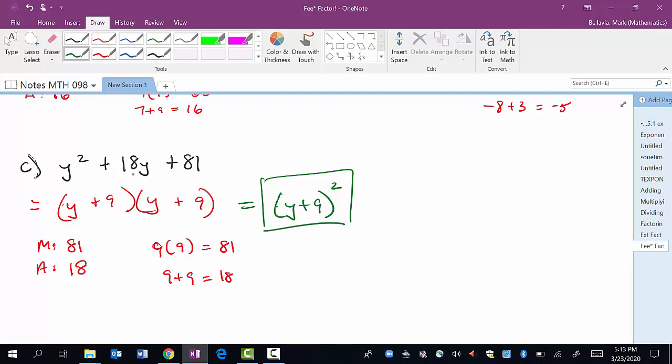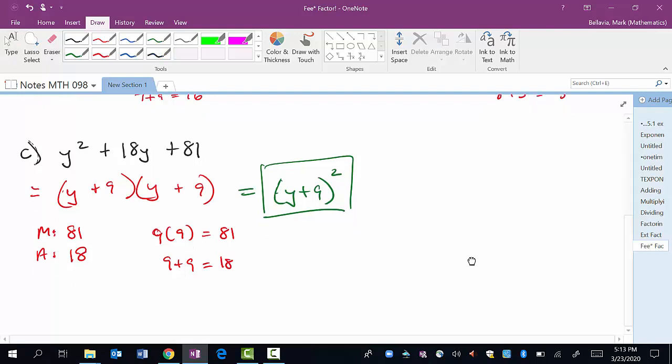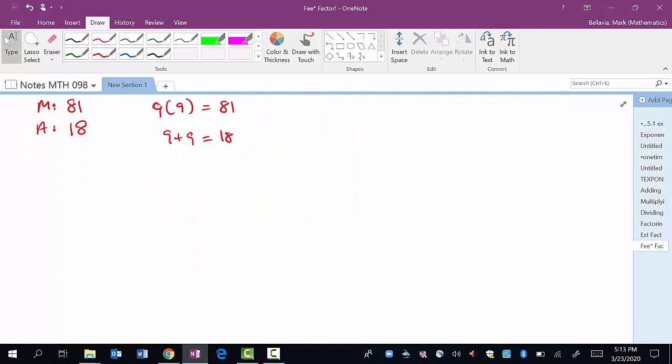Why don't we take a look at a couple more examples. If I asked you to factor this one here, if I said I had x squared plus 5x plus 15.